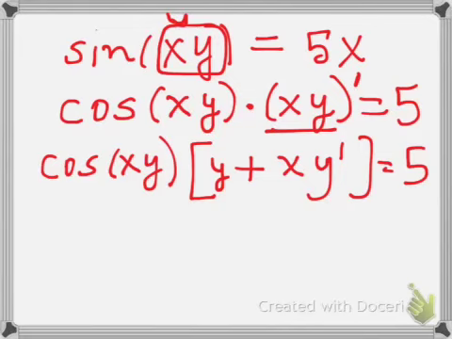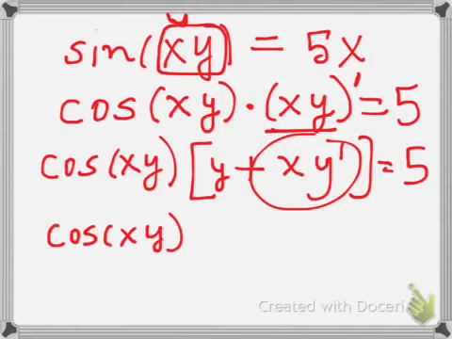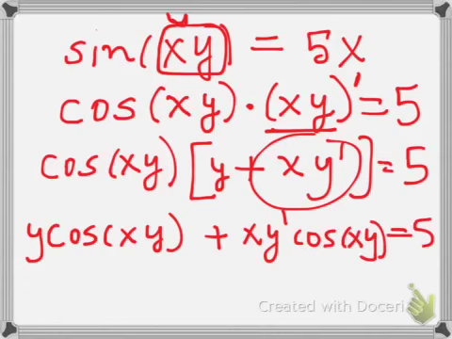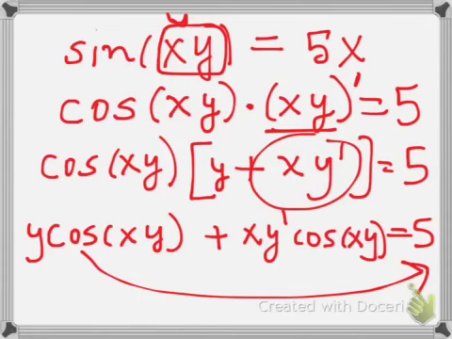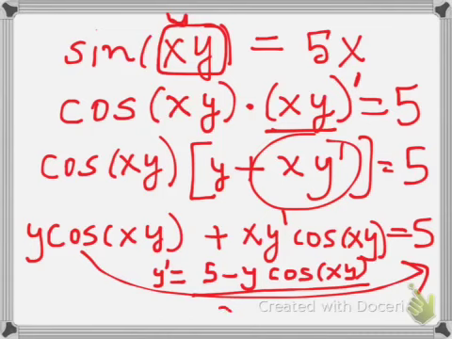So distribute cosine xy. I need to isolate the term having the y prime. If I distribute, I have cosine xy times y, plus x y prime times cosine xy, equals 5. Then I move this to the other side, so that'll be 5 minus y cosine xy, and then divide by x cosine xy. So finally, y prime will be equal to (5 minus y cosine of xy) divided by (x cosine xy).